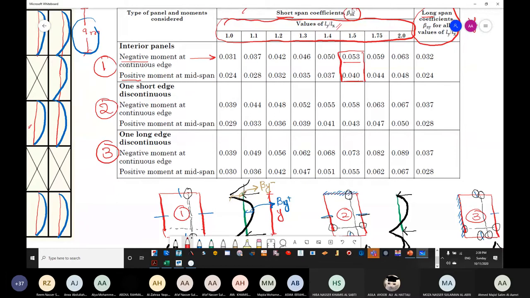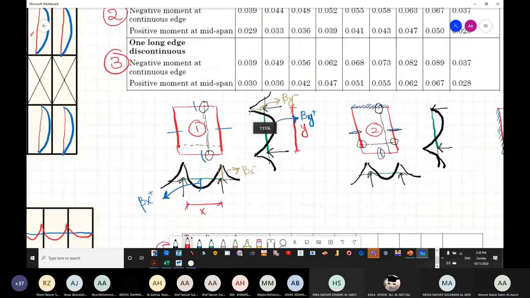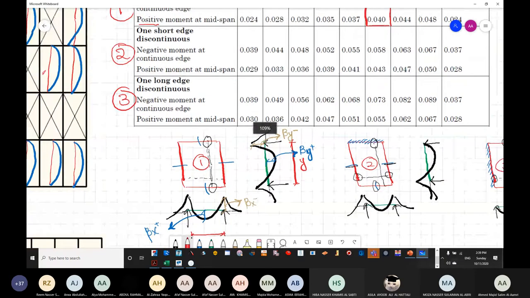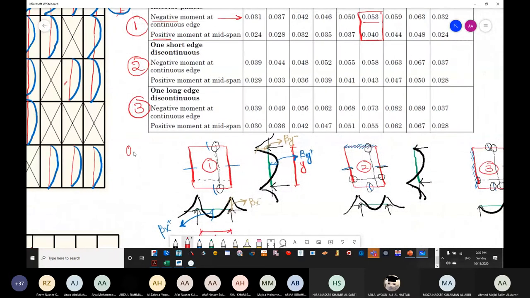Even if you get 1.401, you should do the intersection method. You need to interpolate and get the value for that. Anyhow, we have two values: 0.053 and the other one is 0.040. One is for negative, one is for positive, and we say these are for x.